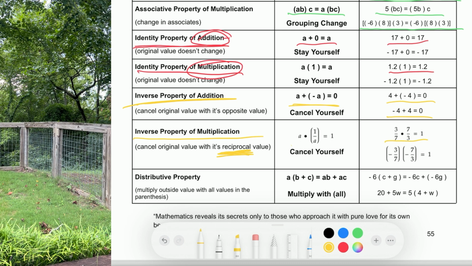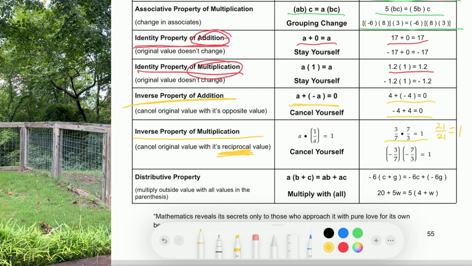So let's look at an example over here. We have 3 over 7 times 7 over 3. So 3 over 7 is our original fraction. And then if we multiply it by its reciprocal, which is the flipped version of it, the 7 over 3, we are going to end up with 21 over 21. Well, that would reduce to 1. And that's why we do it.